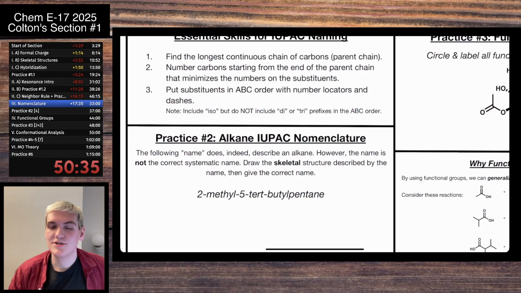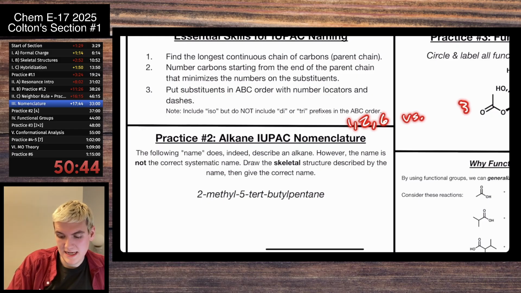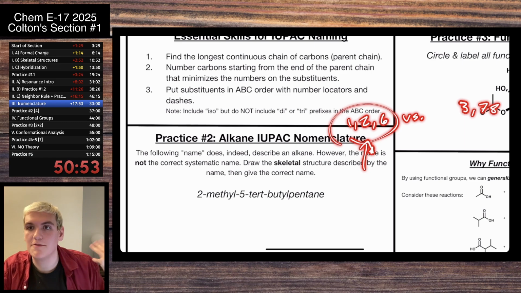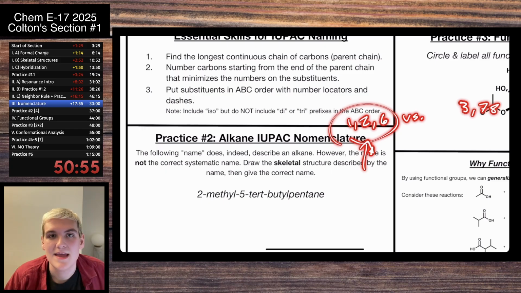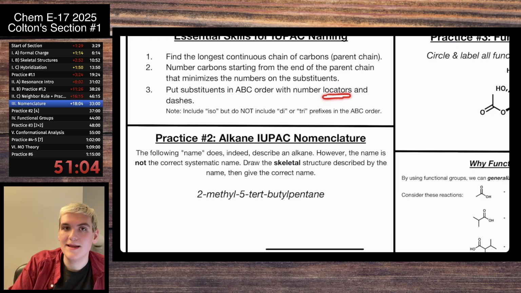So if we had the option of having substituents with 1, 2, and 6 versus 3, 7, and 8 or something, we would want to choose the first one because the numbers are smaller. Essentially you would try out both options and just take whichever one is most compact. And then when you have substituents on your parent chain, you list them in ABC order, and you put the number of the carbon it's attached to as a locator.